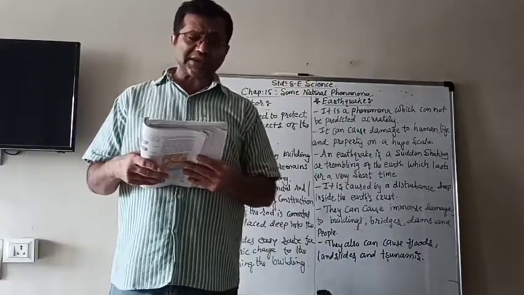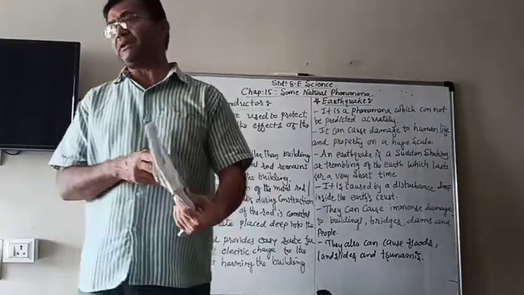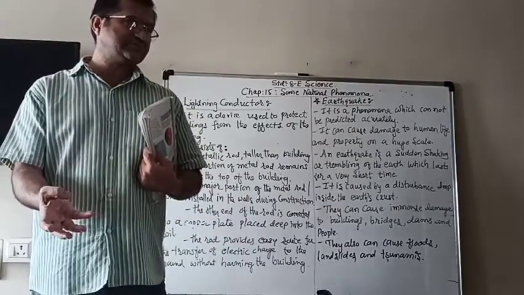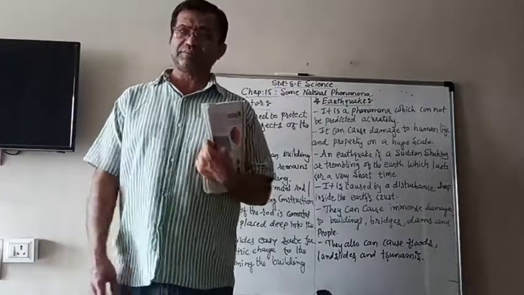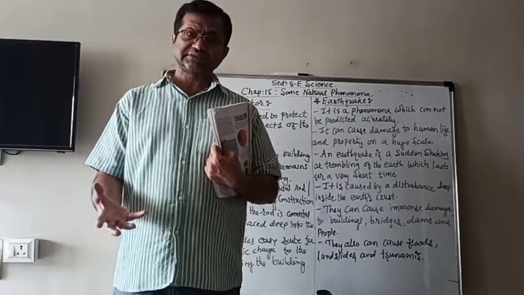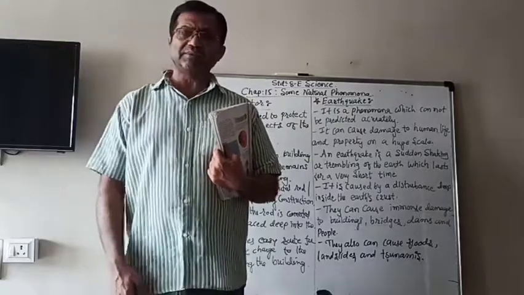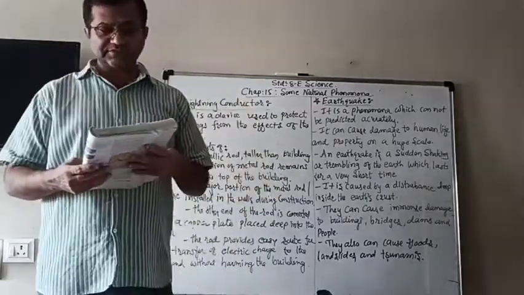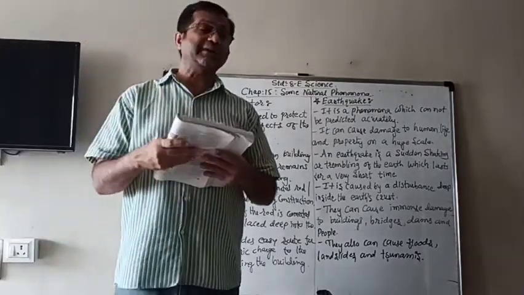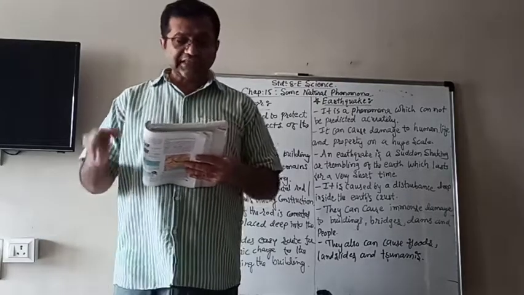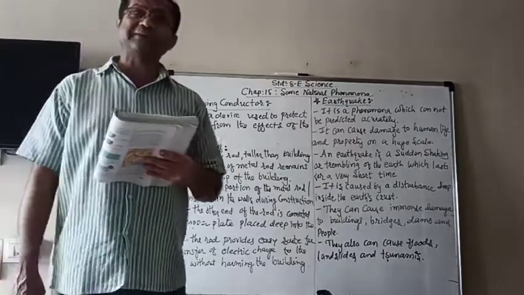Now, they can cause immense damage to buildings, bridges, dams and people. Because all these things are built on the earth, when the earth is shaking, the buildings on the ground and the bridges can get damaged. Because of that, animals and human life can also be affected. There can be a great loss to life and property, not only life but property.